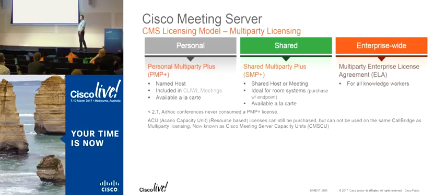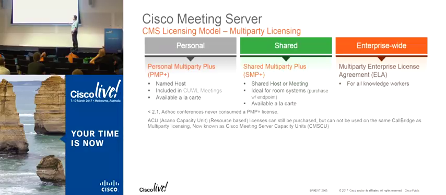Whereas Shared Multi-Party Plus is really good for endpoints or devices that have no one allocated to it, or we want to license it on a per meeting basis. And once again, enterprise license agreements are based on the amount of knowledge workers we have within an organisation, and once that's done, they allocate a certain amount of resources for you to leverage.